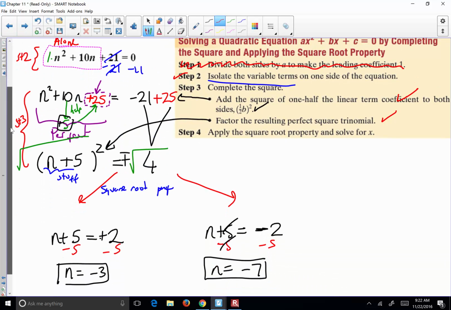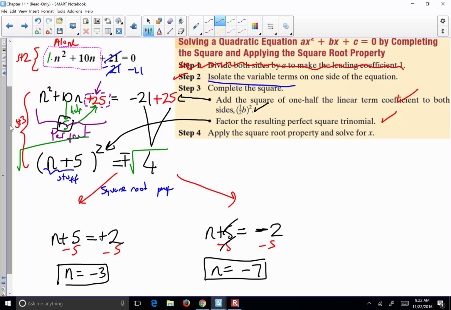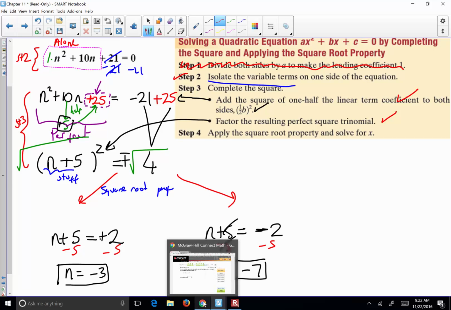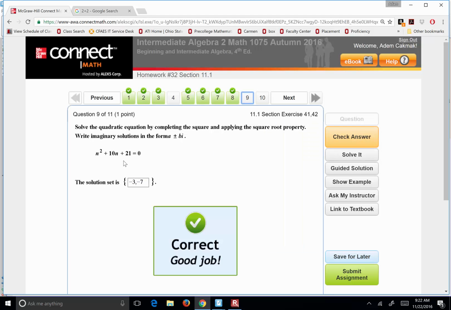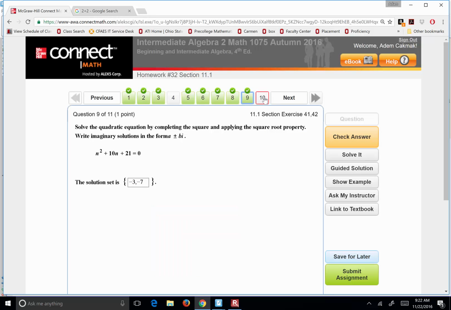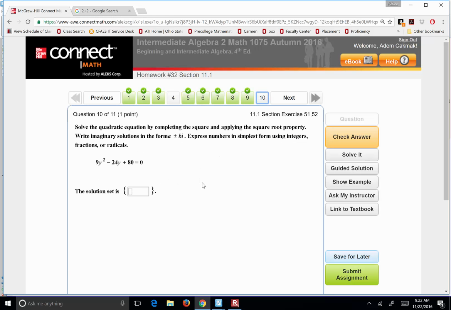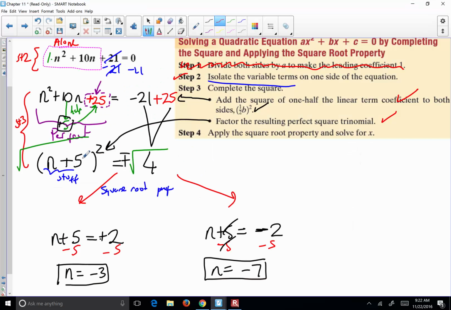Any more questions on this? Both -3 and -7 are the answers. You can test these results by substituting these values into n, computing this, and making sure it's 0. Any more questions?